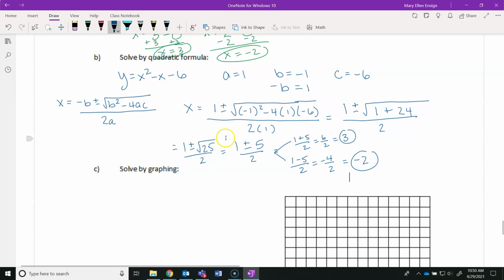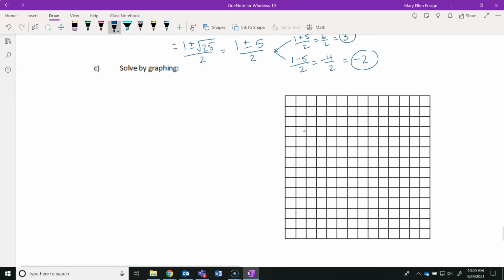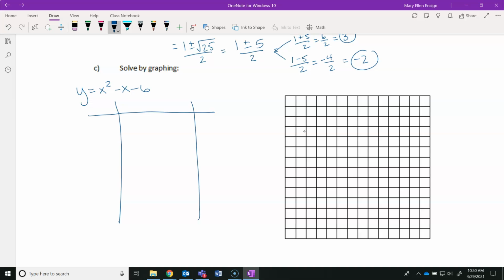And finally, if we solve by graphing, remember from chapter 5 when we're graphing quadratic equations, the way that we know how to do it right now is with a table of values. So I can plug some ideas in for x. I can have a little workspace and I can find out what y would be. So if my x, let's go from negative 3 to positive 3.